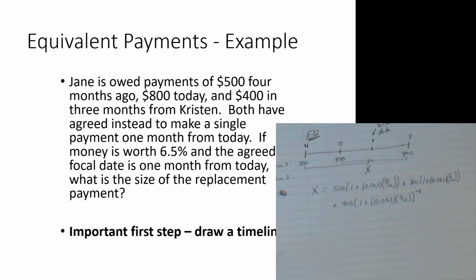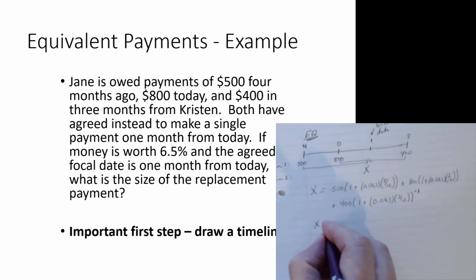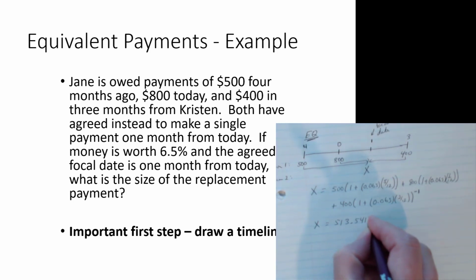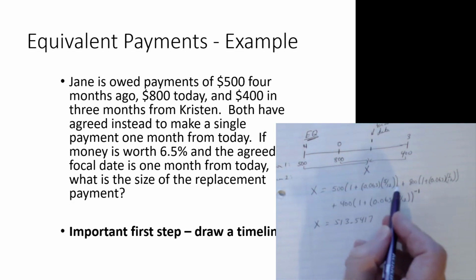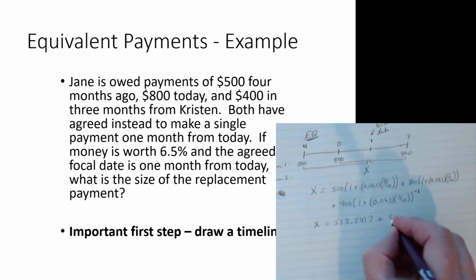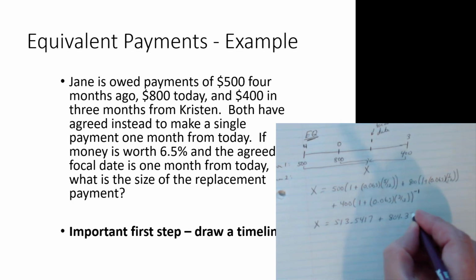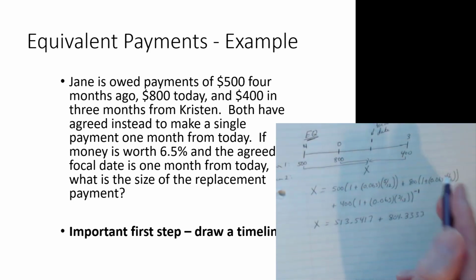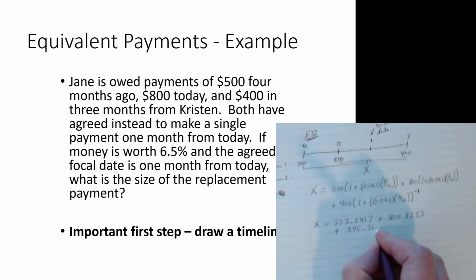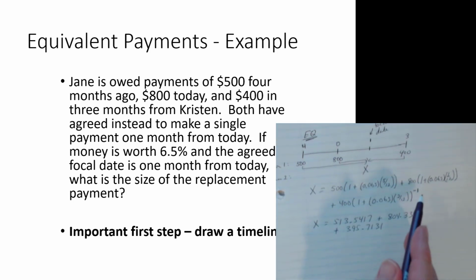Okay. When we crunch the numbers all through, we see that X equals 513.5417, which makes sense because it's a future value of $500, so I expect it to be more than 500, plus $804.3333, which again makes sense because it's a future value, and then plus $395.7131, which makes sense because that's a present value. I make sure that I didn't forget that minus 1.